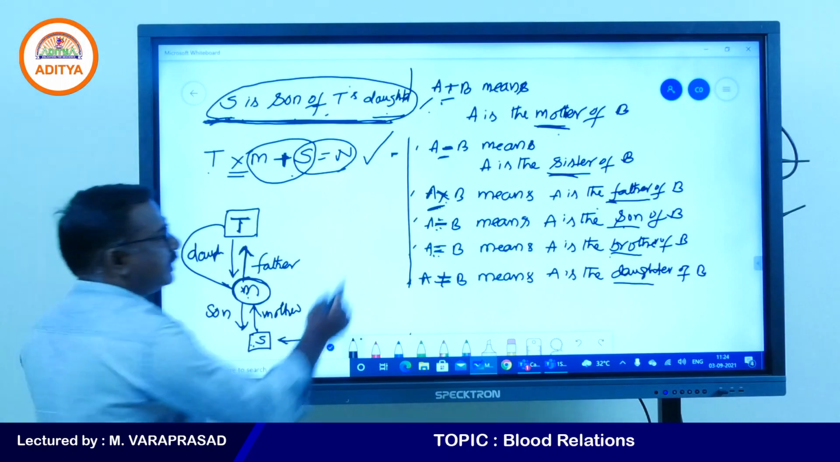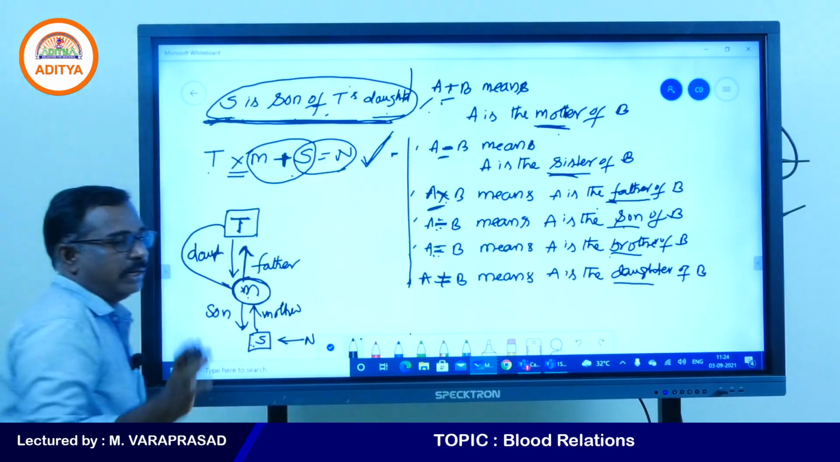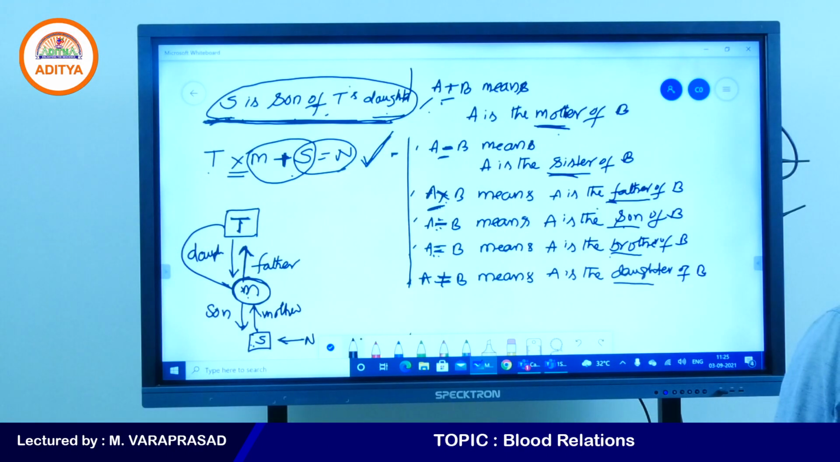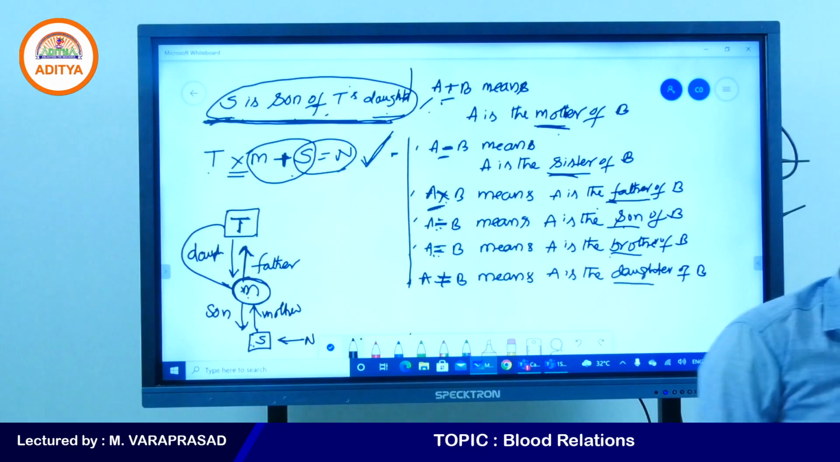Did you get it, my students? Right. One more example I will give for the same data. One more question for the same data.